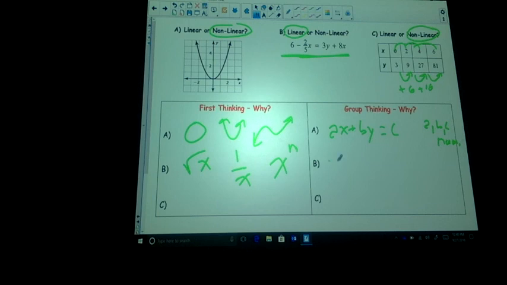You could have y equals mx plus b. We'll start using that. And then we could also have x equals some number. Y equals a number. And those are special straight lines. X equals a number is a vertical line. Y equals a number is a horizontal line.